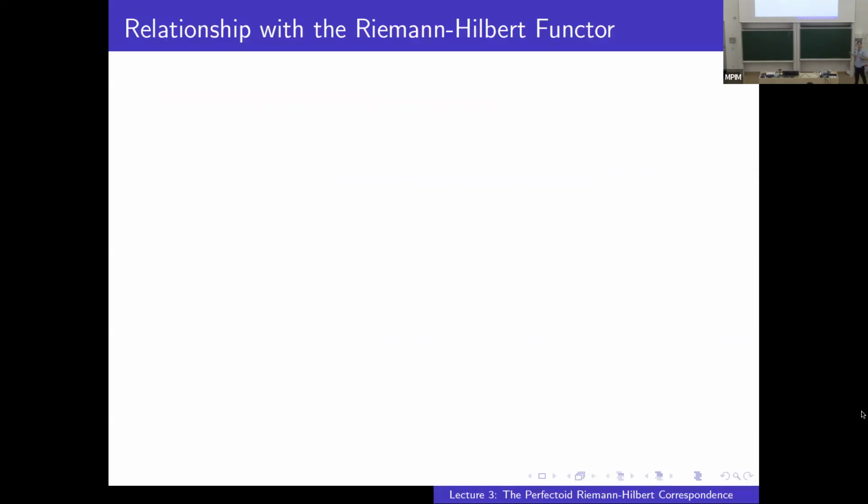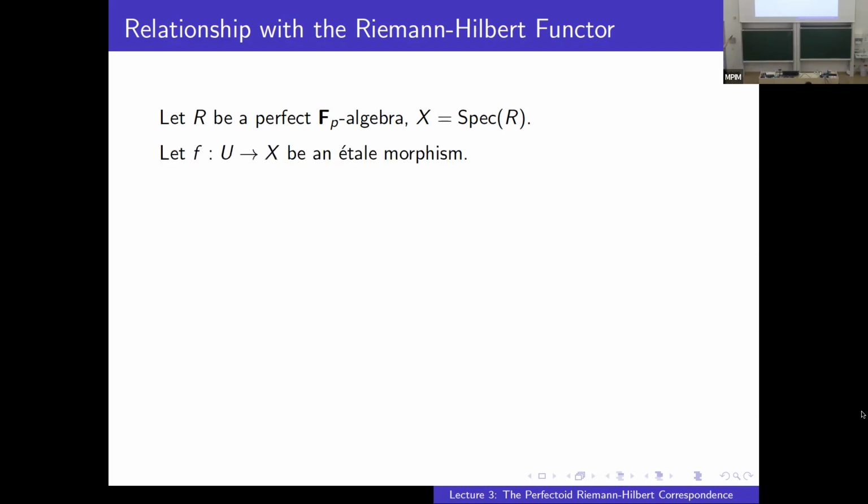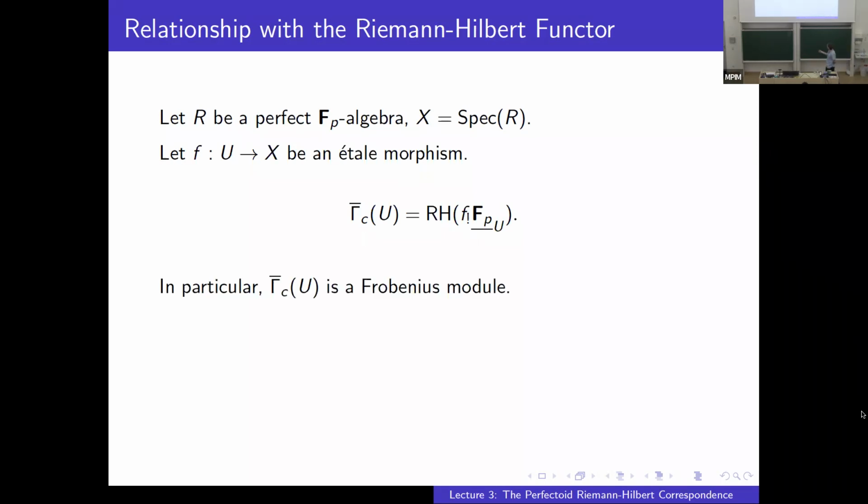Okay, so why am I giving you this construction? It's because it recovers what we did in the second slide, right? If you're in the situation where R is a perfect FP algebra, that's an example of a perfectoid ring, and let U be étale over the spectrum of R, well then this perfectoidization with compact supports that I just defined is what you get by taking the Riemann-Hilbert functor and evaluating it on the constant sheaf extended by 0 from U. That's exactly what that calculation on the second slide was showing.